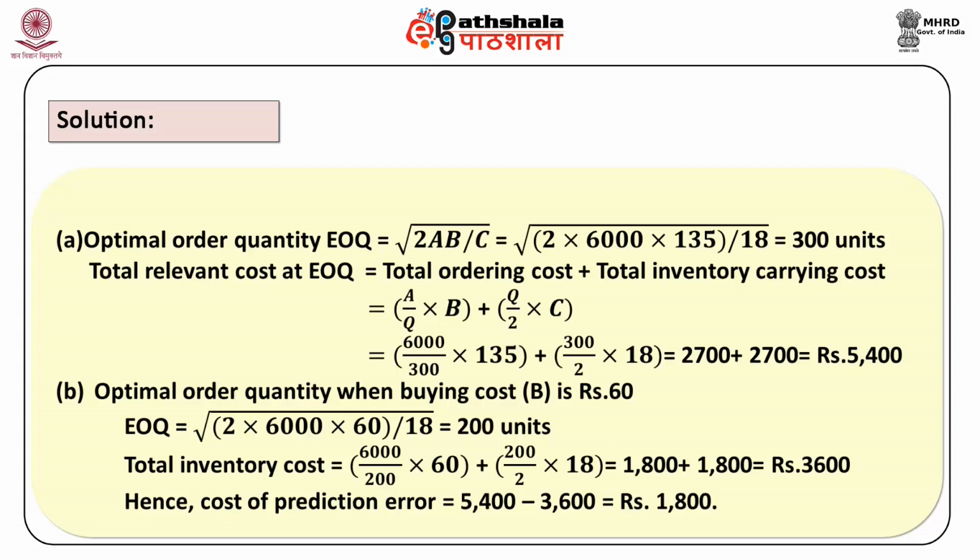In case the ordering cost is rupees 60, the EOQ in this case will come to 200 units. So the total inventory cost for 1 year is equal to 6000 divided by 200 into 60 plus 200 divided by 2 into 18. This is equal to 1800 plus 1800, which is equal to 3600. Hence, the cost of prediction error is equal to 5400 minus 3600, which is equal to rupees 1800.